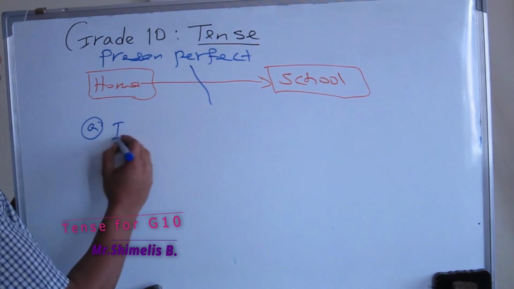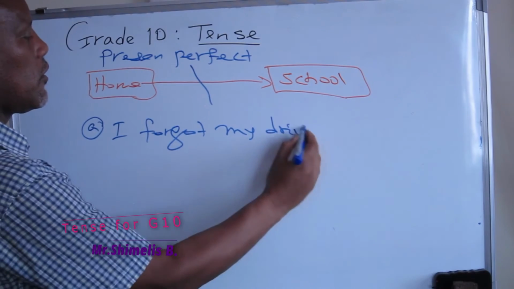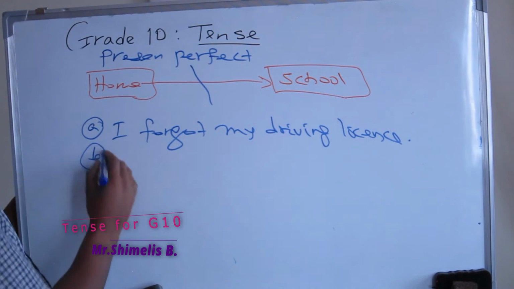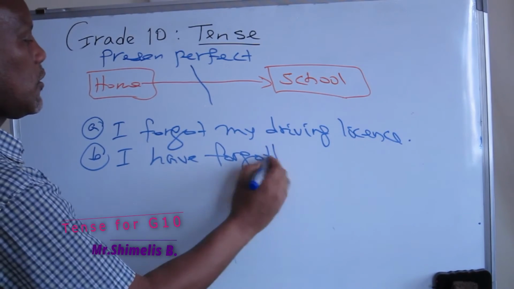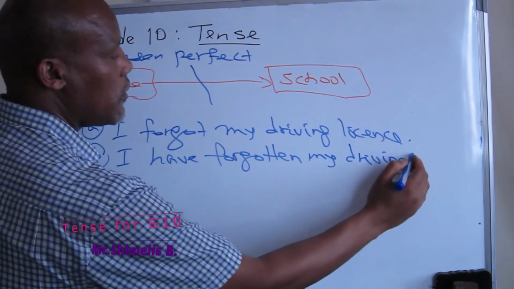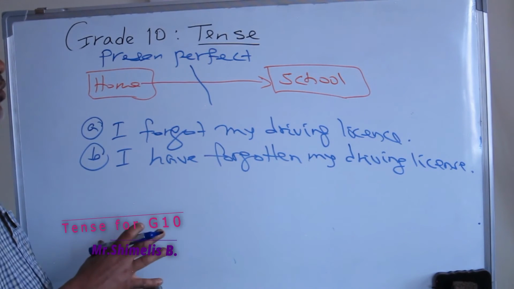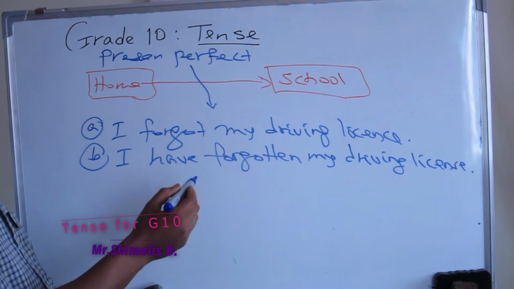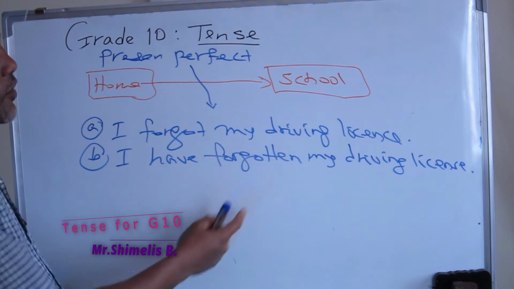Will you say, I forgot my driving license, or you would say, I have forgotten my driving license? So which sentence would you reply to the traffic policeman? Imagine you have no driving license at your hand, you are here talking to the traffic policeman. So what do you answer? Would you say, I forgot my driving license, or I have forgotten my driving license?